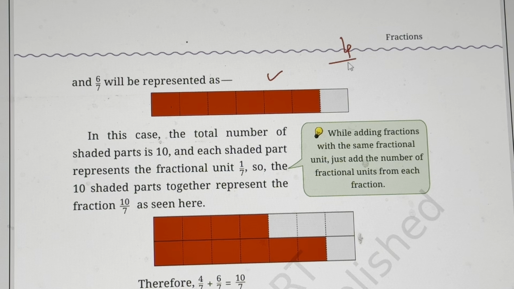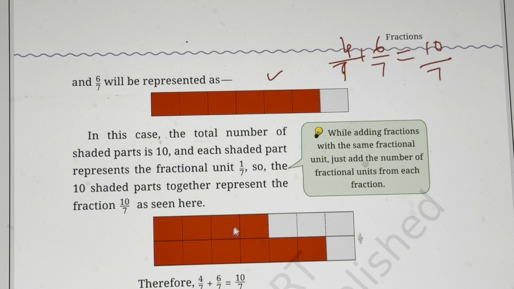Right? I just now told you that it is 4/7 plus 6/7. So you just need to add the numerators. So 4 plus 6 is 10 and the denominators remain the same, that is 7. Okay. Now it is combined together and shown.